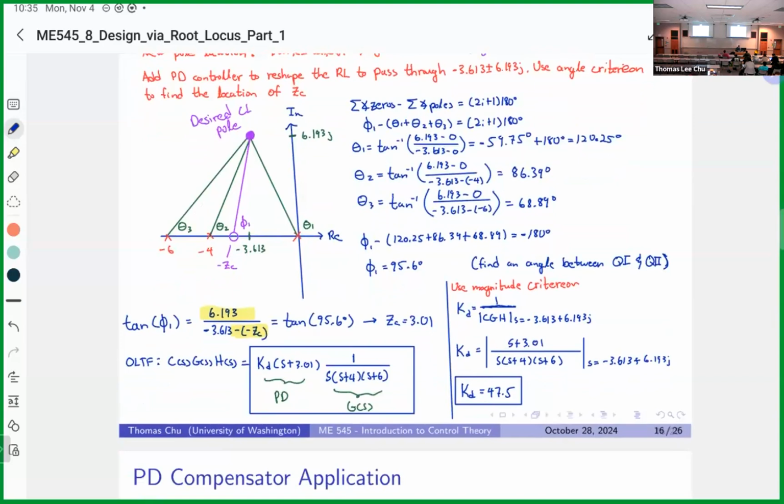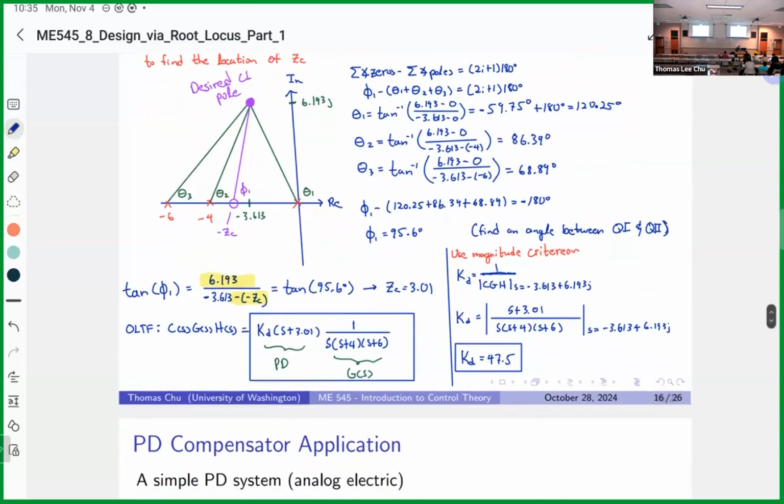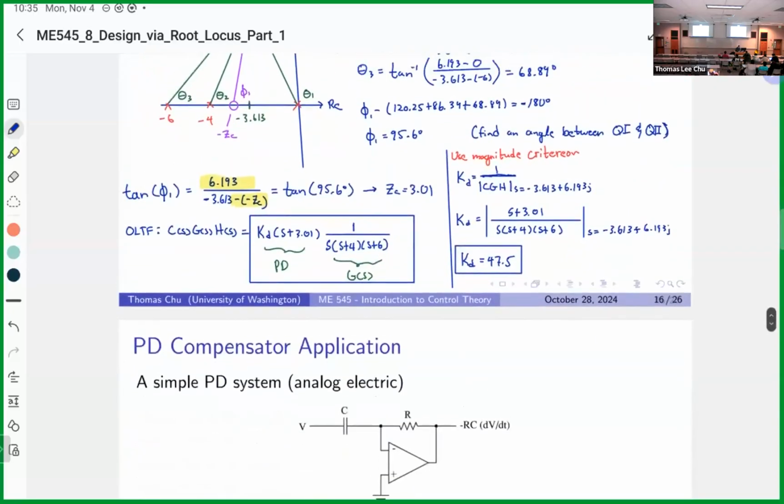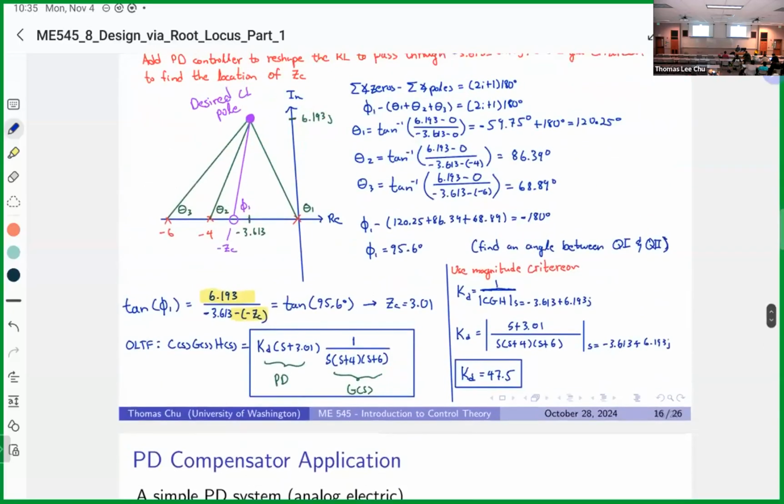Once we pick our PD controller, we get our new root locus and our associated gain with it. But then you would test the system performance by using a step input in MATLAB to see how it responds. And usually when we look at this, we use some step info from MATLAB to just look at the settling time or whatever performance metrics we're trying to achieve.